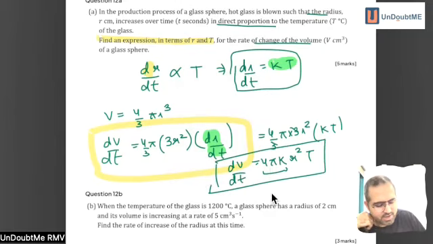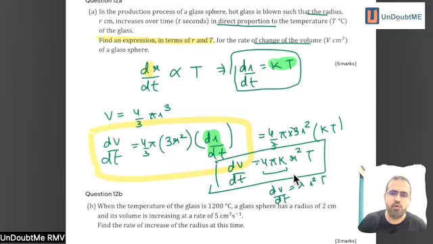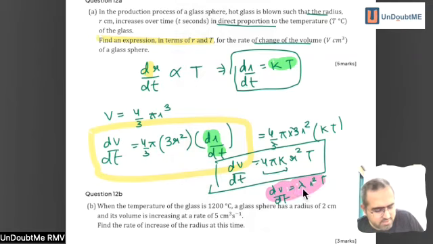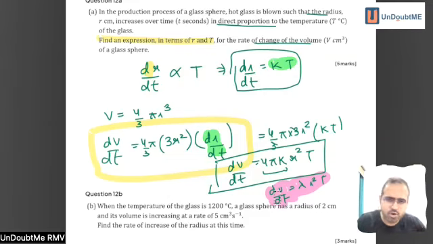If someone writes the answer as dv by dt is equal to lambda times r square t, this will also be accepted, because lambda is some constant equal to 4 pi k. We are not sure about the k value, so 4 pi k is uncertain and we can replace it by lambda. That last step is not compulsory, but if someone leaves the answer in this form, it will also be accepted. You can leave it in the boxed form also. Till there, does anyone have any question?